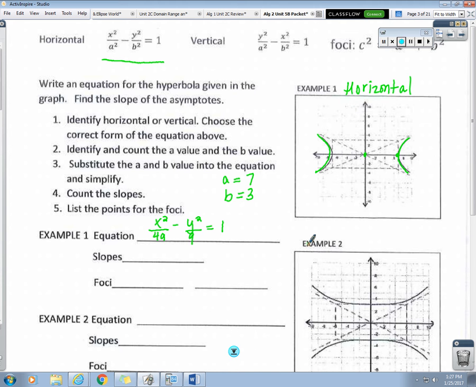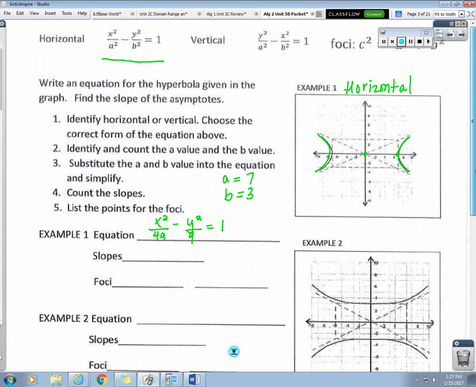That's only for ellipses. Okay, a no longer has to be larger than b. It was in this one, but that's not a rule for hyperbolas. We will get to some where the b is larger. We'll have some where they're equal. Okay, a is only greater than b in ellipses. Okay, so now before we move on to slopes and foci, let's go ahead and try to write the equation for example 2.